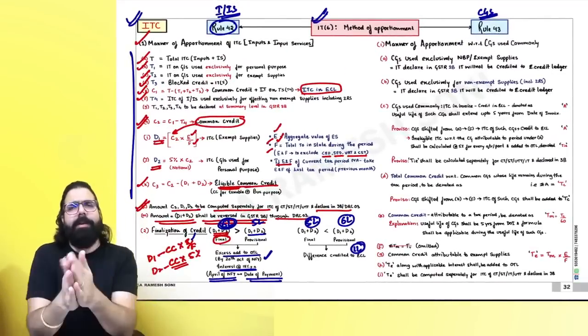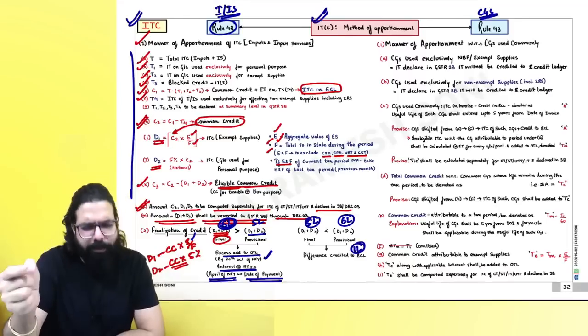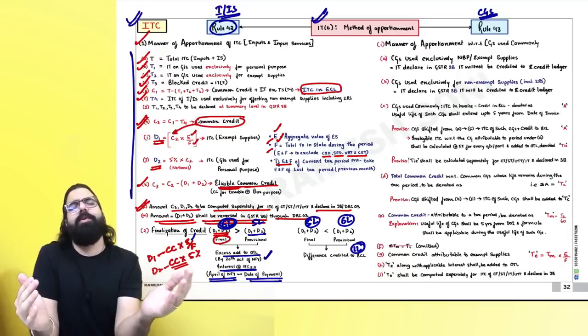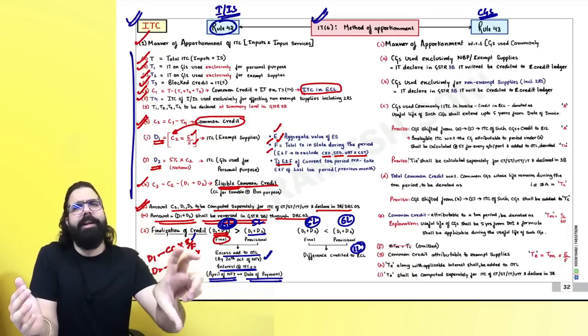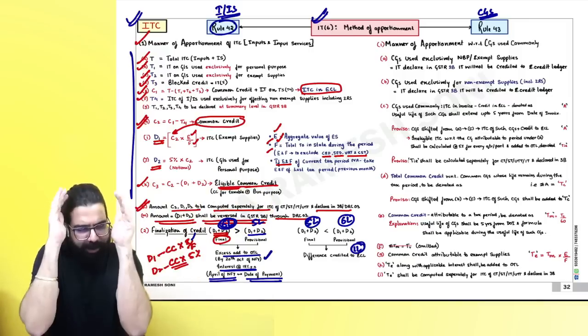Always remember: T minus T1, T2, T3, you will get C. C, after removing taxable supply, you will get common credit. Nothing more, D1 and D2 can be calculated. D1 and D2 you reverse, and C1 credit you take. I hope everyone is clear till here.